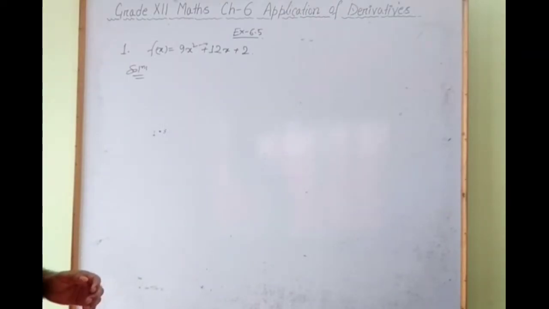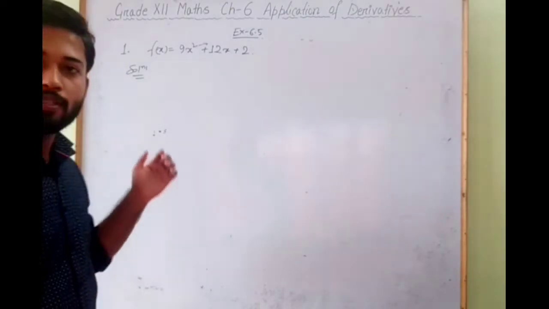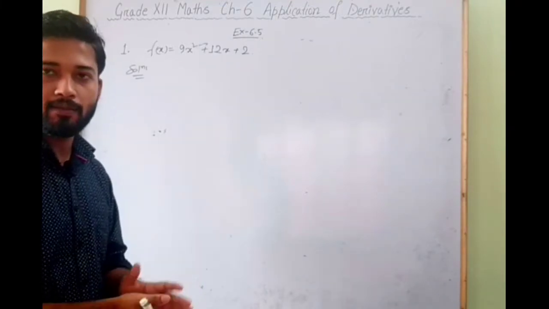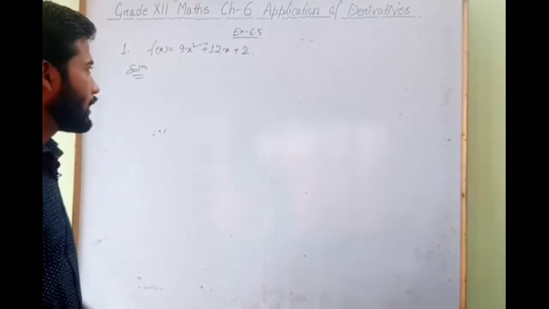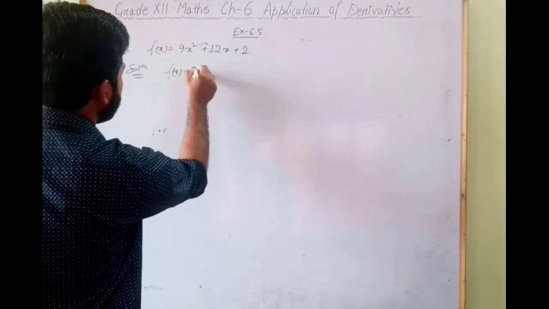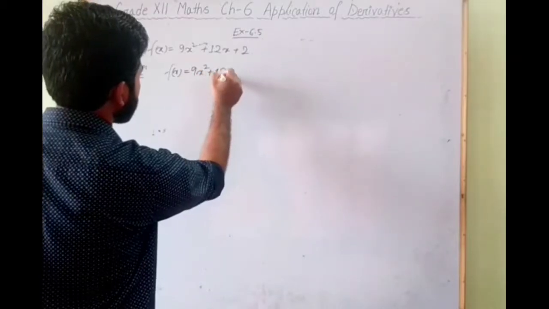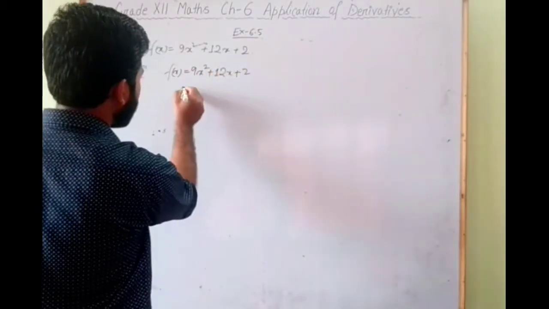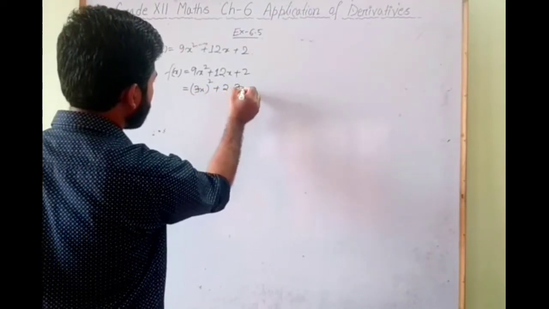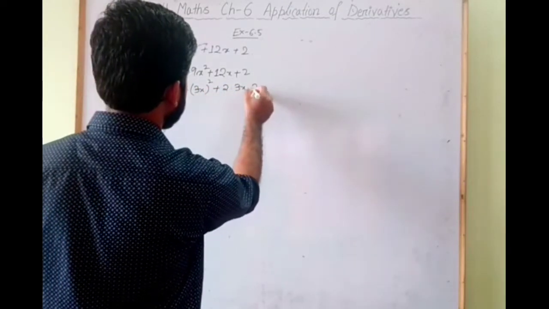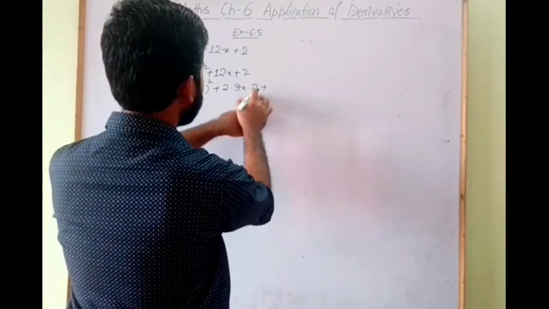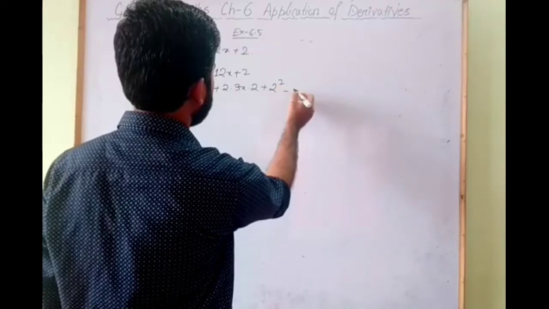is equal to 9x squared plus 12x plus 2. So we need to check whether this function has a local maximum, whether this function has a maximum value or a minimum value, and what is the point. So here the given function is f of x is equal to 9x squared plus 12x plus 2. So I can write it as (3x) whole square plus 2 into 3x into 2, that is 12x here, plus I can write it as 2 square minus 2.